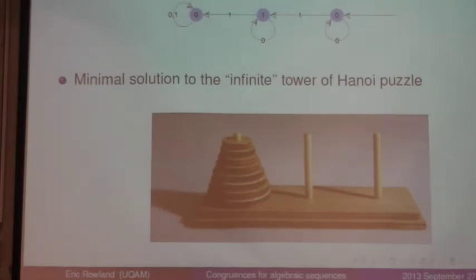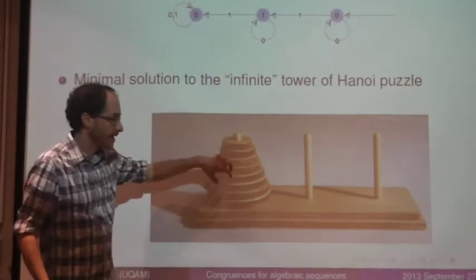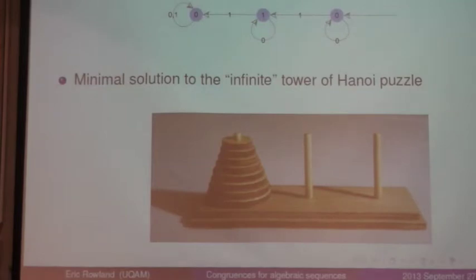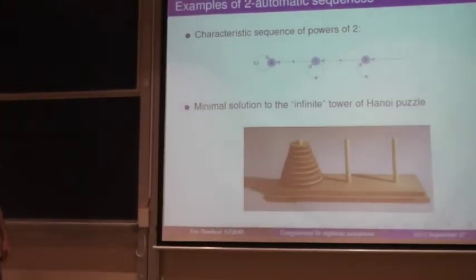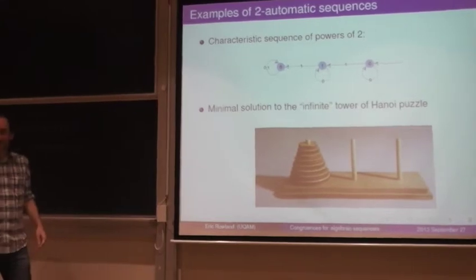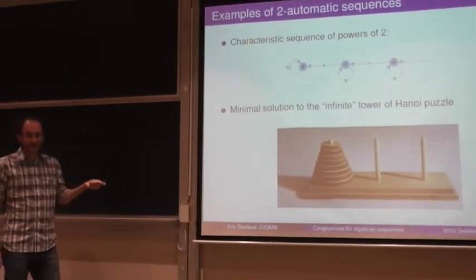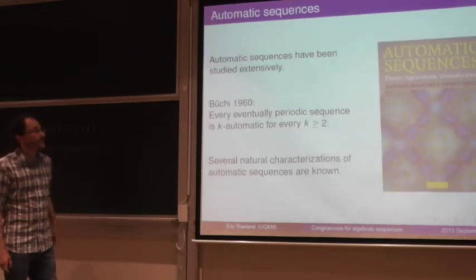The possible moves are: take a disk from peg 1 to peg 2, take a disk from peg 2 to peg 1, and so on. I think there are 6 different possible moves. And so you can specify the minimal solution as some word on this 6-letter alphabet. If you let the number of disks go to infinity, then you get this infinite word, and it turns out to be 2-automatic. You can compute the nth term by feeding the base 2 digits of n into some finite automaton.